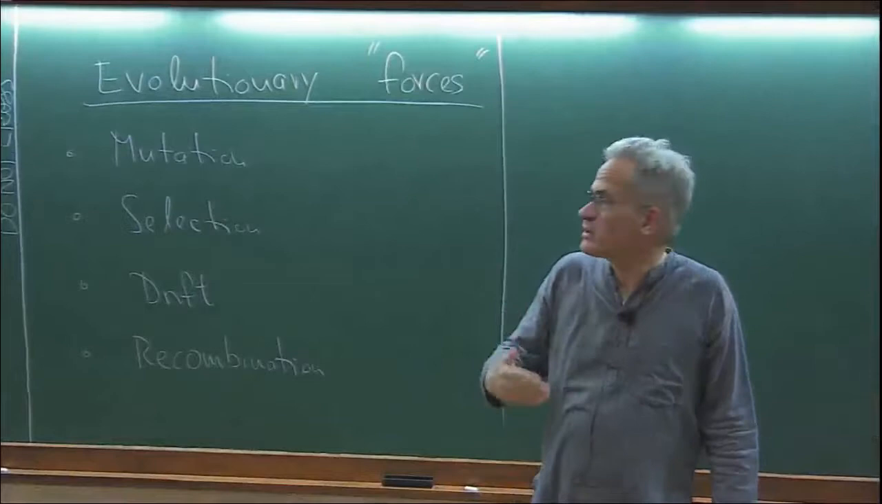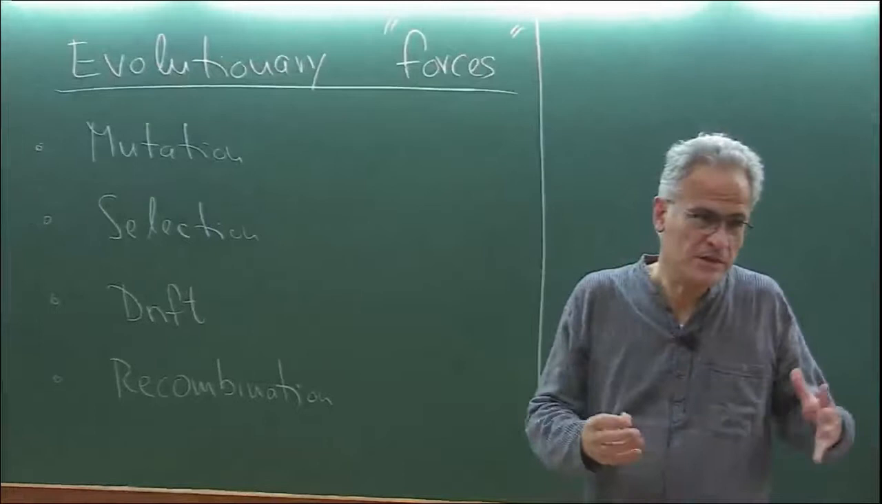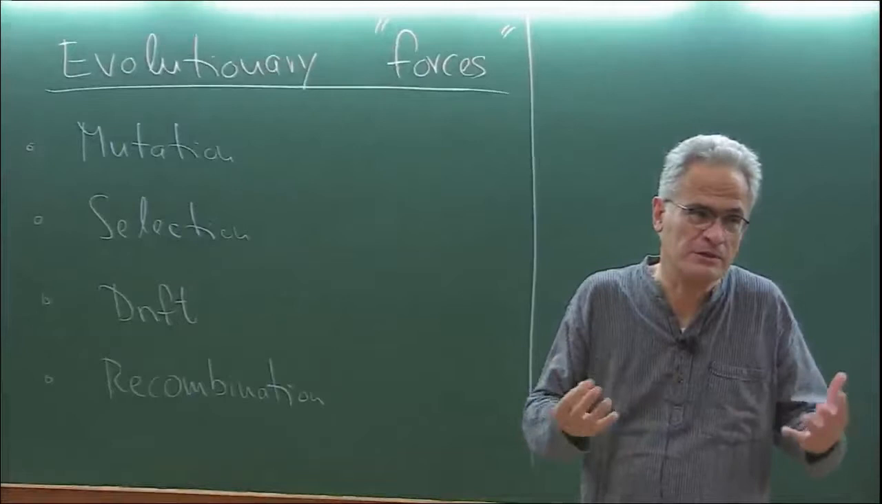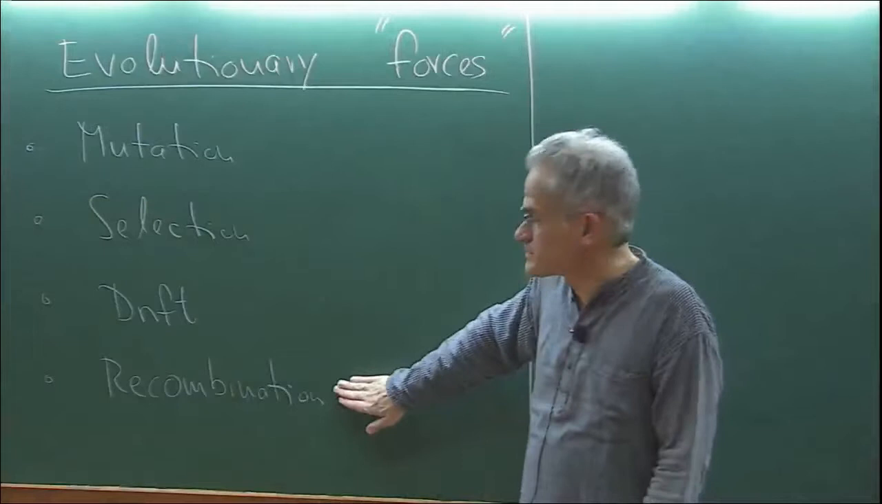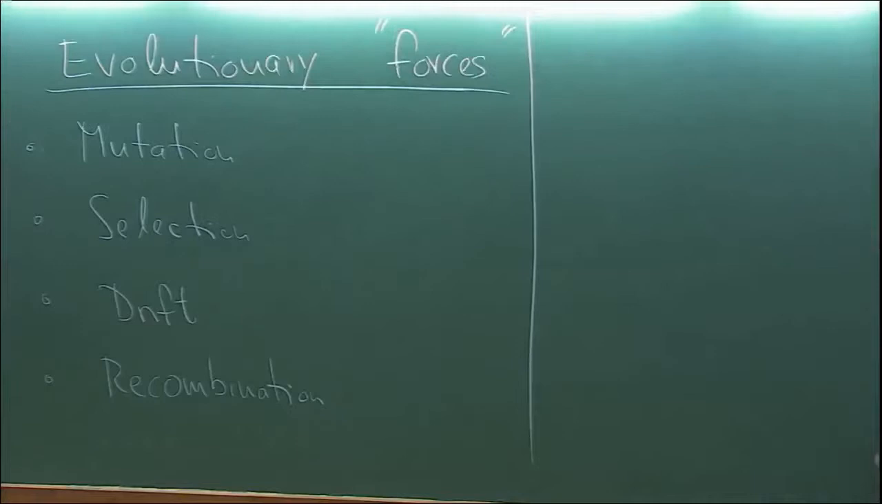Selection, that we also haven't talked much about, is the fact that certain genes are better adapted than others and therefore increase in frequency, as we'll see in a minute. Drift, we have talked about. Drift is a stochasticity that comes about because the population is finite. And finally, there is recombination, which I will not cover at all in these lectures, but which, of course, is also important, in particular when dealing with sexually reproducing organisms.